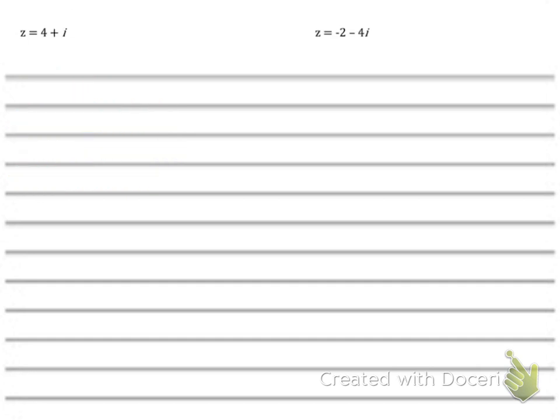Let's skip the guy in quadrant 1, but do pay attention that if that's 4 plus i, that coefficient of i is 1, right? So your b value is 1 there.